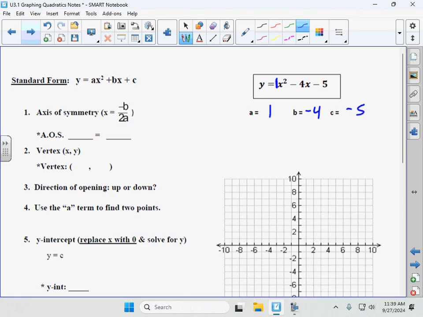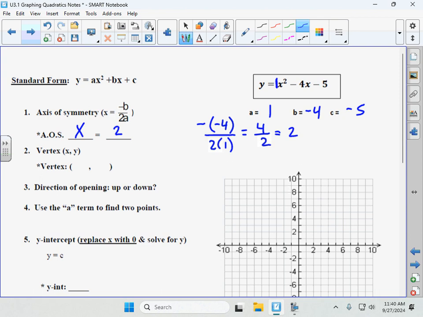All right, so when we want to find the axis of symmetry, when the equation's in standard form, we want to use this formula. Again, x equals negative b over 2a. Now we're going to plug in negative 4 for b and 1 for a. So it's going to be negative 4 divided by 2 times a, which is 1. We simplify this down, so that's positive 4 over 2, and that fraction will simplify to 2. So our axis of symmetry line is x equals 2.